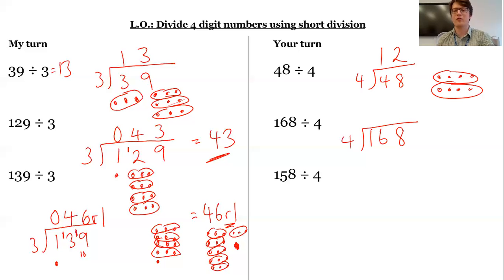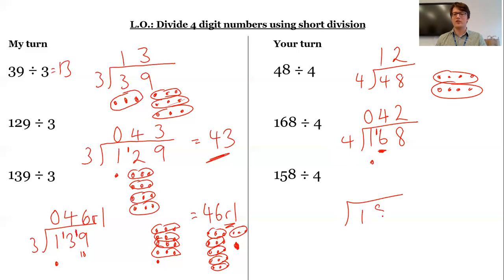What about here? 168 divided by 4. Well, how many groups of 4 are there in 1? There are no groups of 4 in 1, so I need to regroup. That's the stage sometimes, remember, people forget the regrouping. I can't just leave that 1 there. I've got to do something with it. 4 goes into 16. 4, 8, 12, 16. Exactly 4 times. 4 times 4 is 16. 4 goes 2 times into 8.